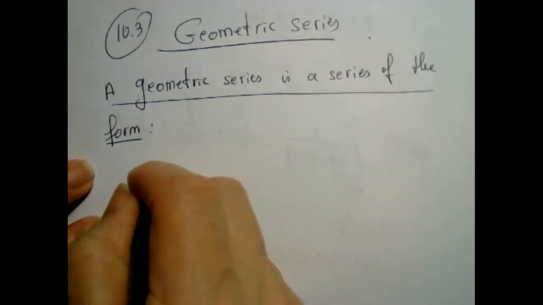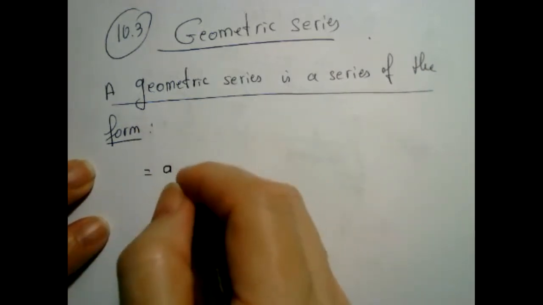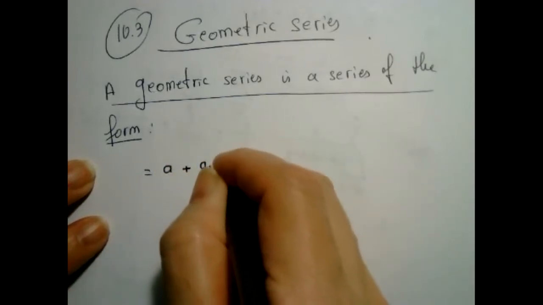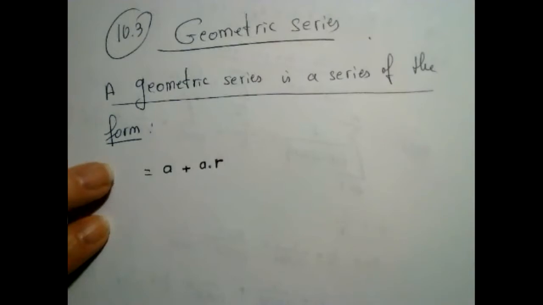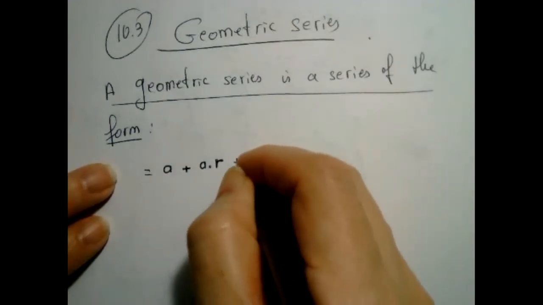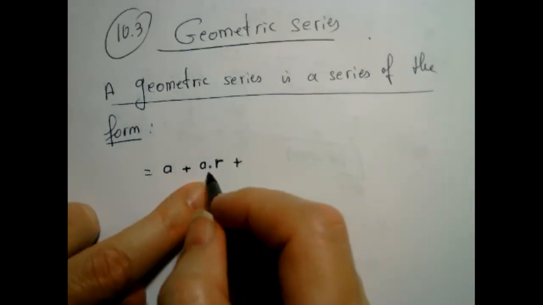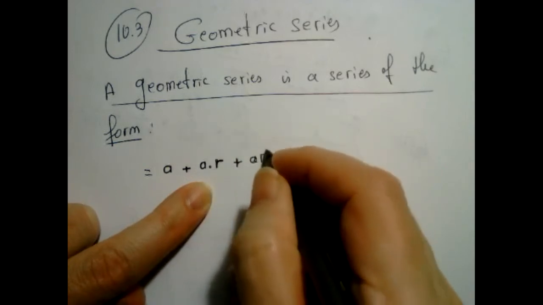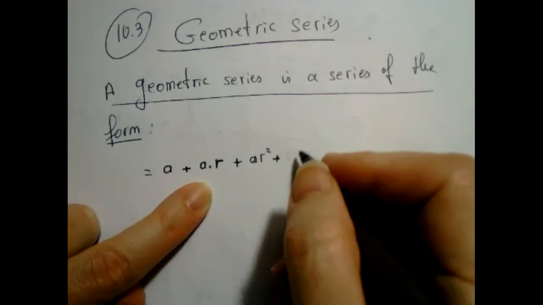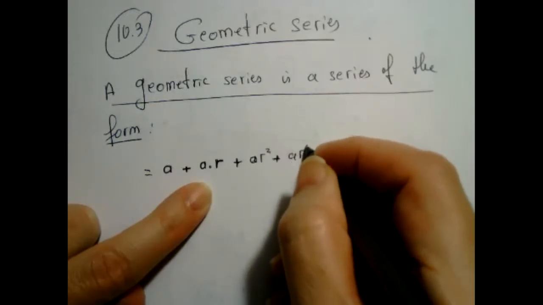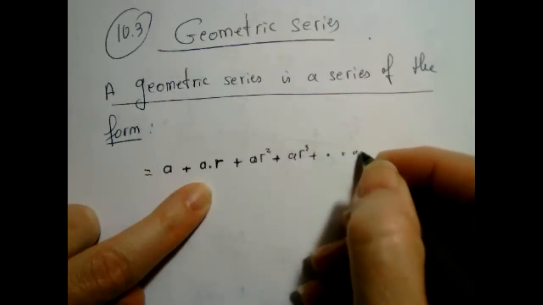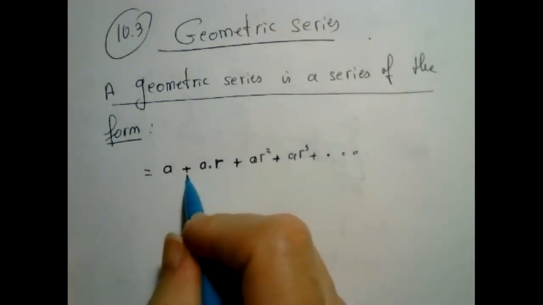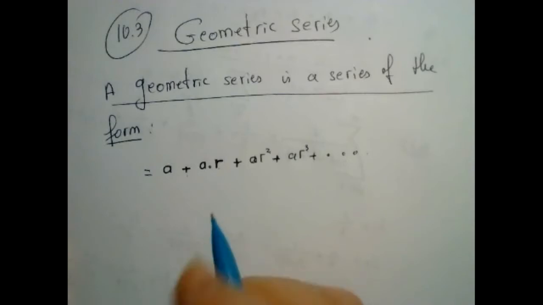You have the first term, whatever it is, plus. The second term is the first multiplied by a certain number r, plus. The third term is obtained from this multiplied by r. So I multiply the second term by r. So it's a r squared. And the fourth term here is a r cubed, and so on and so forth. So it's a geometric series. It's a series where every term is obtained from the one before it, multiplied by a constant r.